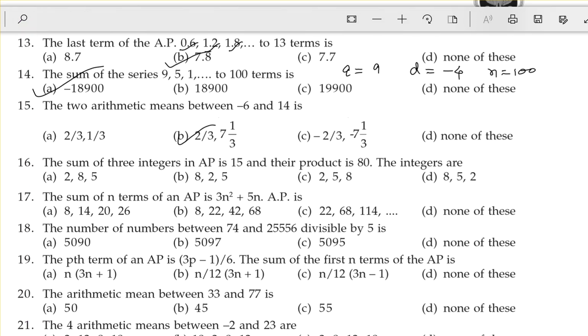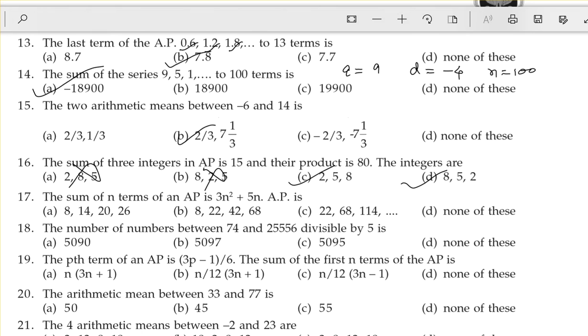Sum of three integers in AP. See, these are not in AP. These are not in AP, this is in AP, and this is in AP. And both are the same. 258 and 852 both are same. Their product is 80 and sum is 15. C and D both are correct.